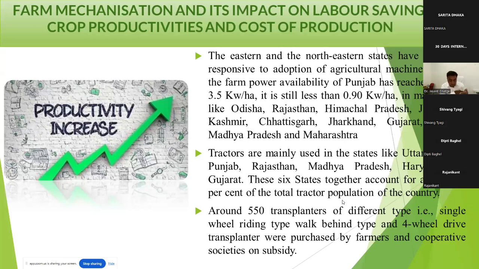Then it increases the cropping intensity and the total production, and it reduces the post-harvest losses. So these are some positive impacts of mechanization on productivity and labor. But if you think about the negative impact, the displacement of traditional agricultural labor is the main scenario. But if you think about labor availability, this point will be neglected.